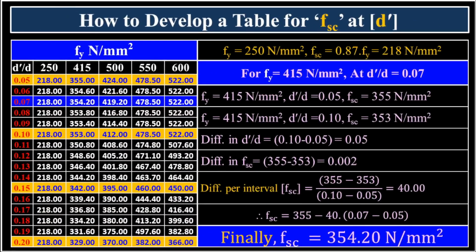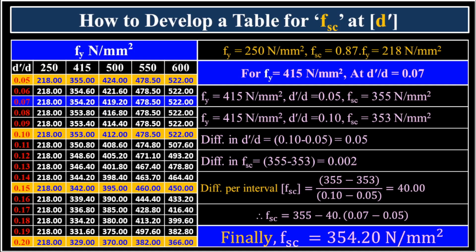Title of this slide is, How to Develop a Table for FSC at D Level. In this segment, we'll delve into how to develop a comprehensive table for FSC at D. This slide showcases a detailed approach to calculating and presenting these critical values.